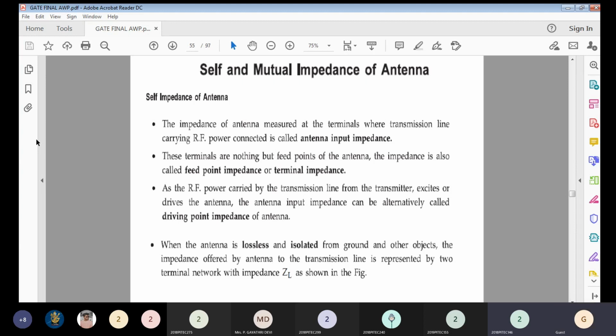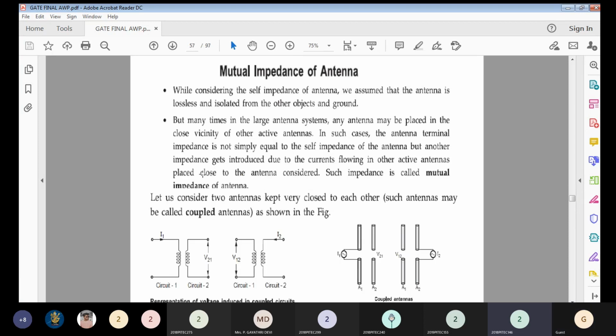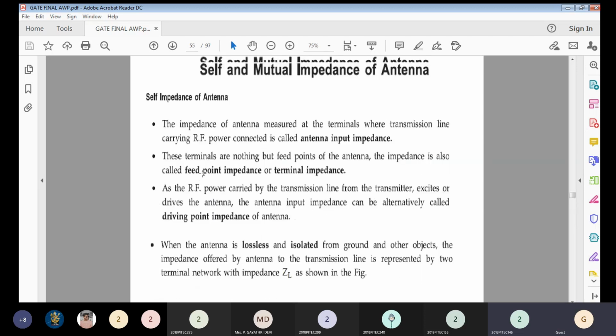We can have two types of impedance: one is called self impedance and the other is called mutual impedance. Before we see radiation resistance, we'll see the impedance of the antenna once again.